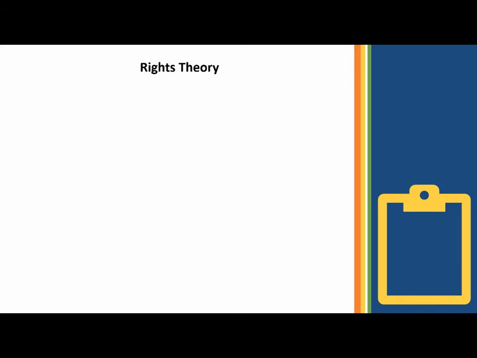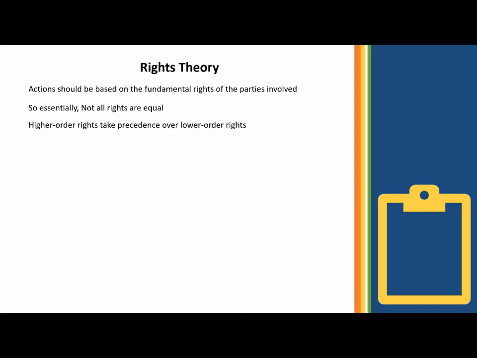Next is the rights theory. The rights theory really is based on actions that are fundamentally related to the rights of the parties that are involved. So those actions are assessed that way. So essentially, not all rights are equal. Higher order rights take precedence over lower order rights. And by that we mean higher order rights are your right to life, your right to autonomy, and your right to human dignity. That's the first and highest order of right, so that's what you want to satisfy when you're making decisions.